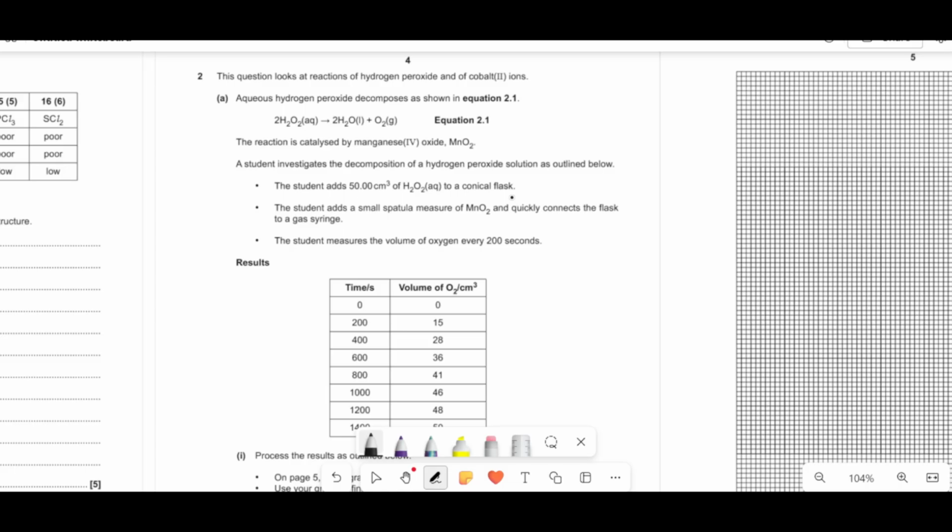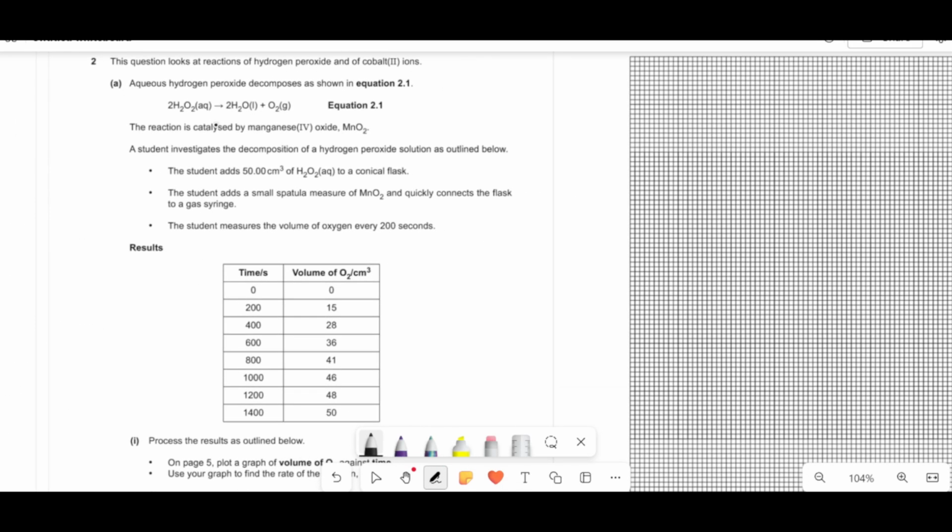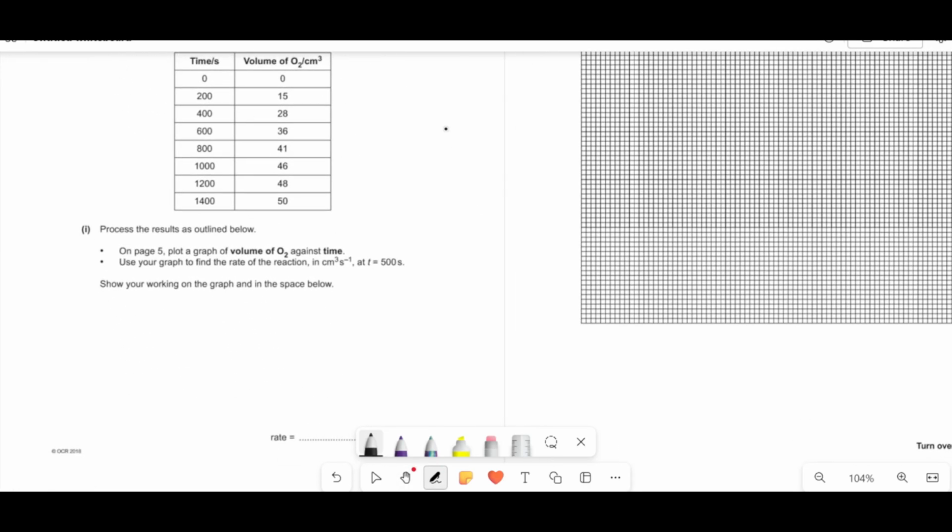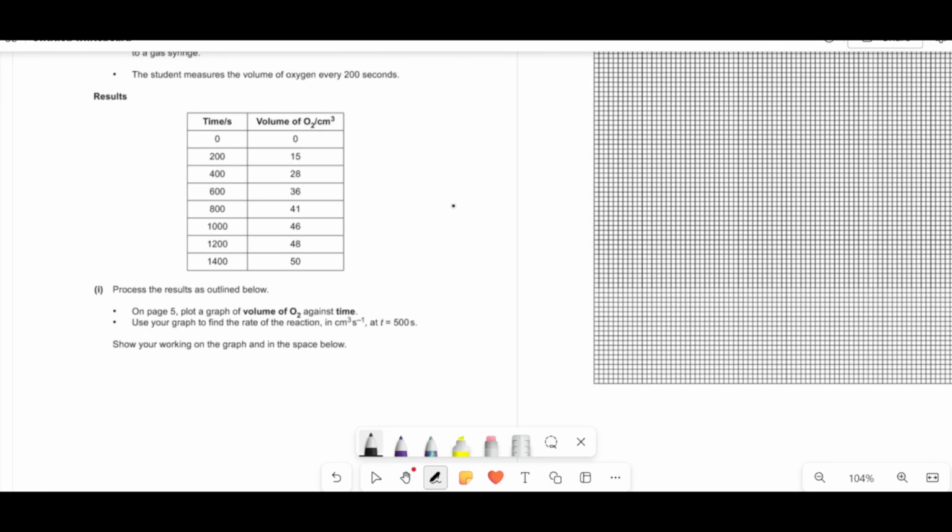So this question looks at the reactions of hydrogen peroxide and cobalt ions, and this hydrogen peroxide decomposes as shown. The reaction is catalyzed by manganese(IV) oxide. The student investigates the decomposition of hydrogen peroxide as outlined below. They add 50 centimeters cubed of this to a conical flask, add a small spatula of MnO2, and then quickly connect the flask to a gas syringe, and measure the volume every 200 seconds. Process the results as outlined below. On page 5, plot a graph of the volume against time, and then use the graph to find the rate of reaction at t equals 500 seconds. I'm just going to skip plotting it for the sake of time.